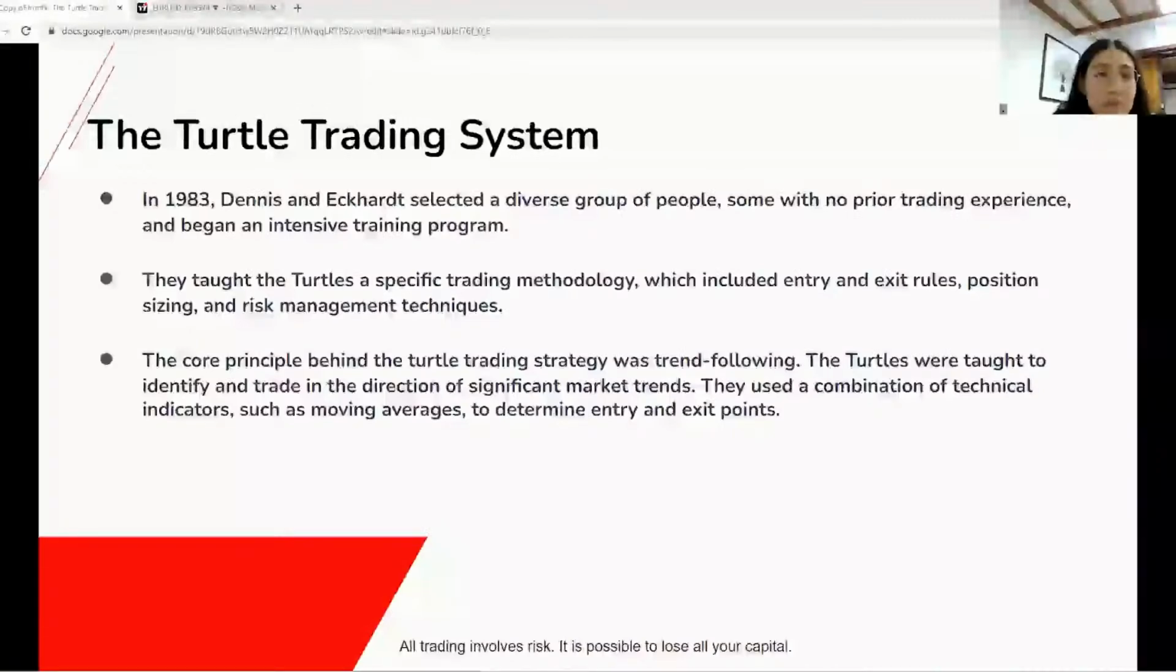They taught the turtles a specific trading methodology, which included entry and exit rules, position sizing, and risk management techniques. The core principle behind the turtle trading strategy was trend following. The turtles were taught to identify and trade in the direction of significant market trends, where they used a combination of technical indicators, such as moving averages, to determine entry and exit points. We'll be going through a couple of these rules and strategies later on in this webinar.